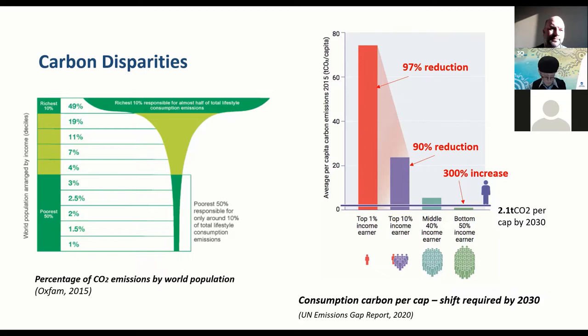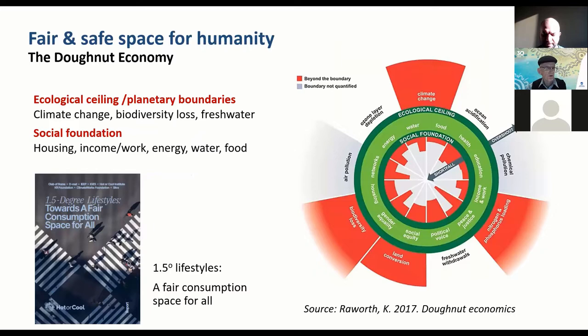So the fair and safe space for humanity, otherwise known as the donut economy, you may have heard of. This safe and just space framework was developed by Leeds University, and it is simply demonstrated by the donut economy concept promoted by Kate Raworth. And you can see the donut economy figure there on the right.